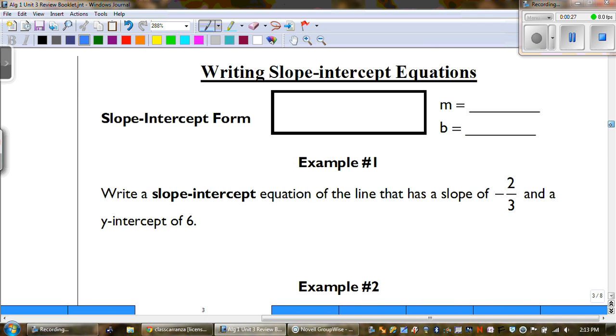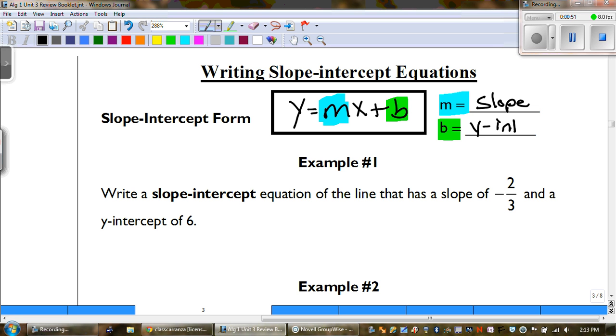So our first one, writing slope-intercept equations. When we write slope-intercept equations, we need to remember that y equals mx plus b, where m is your slope and the b is your y-intercept. And remember that that is a point, and it's always going to be 0 and a number.